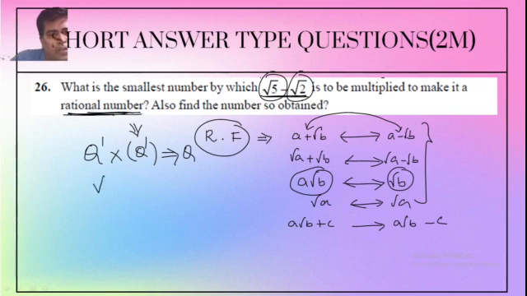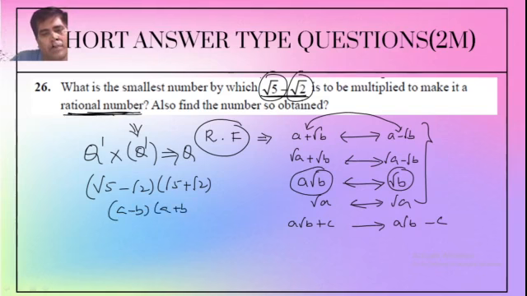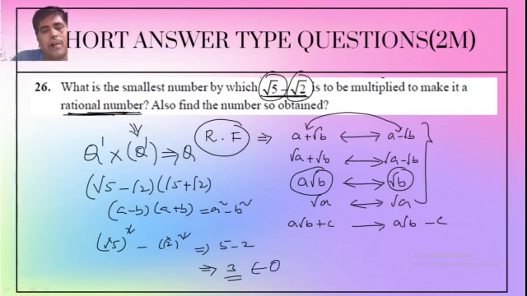So for this question, root 5 minus root 2, what is the rationalizing factor? Root 5 plus root 2. So multiply it. This is in the form of a minus b into a plus b. So what can I write? A minus b into a plus b is a square minus b square: first term squared minus second term squared. So root 5 square minus root 2 square. Square and square root get cancelled, so I get 5 minus 2. What is the value of 5 minus 2? That is 3. 3 is a rational number.